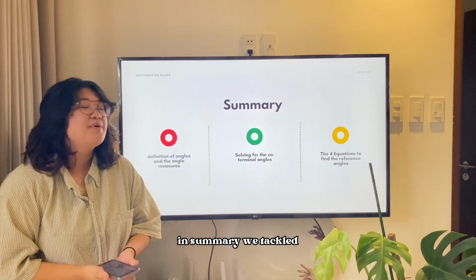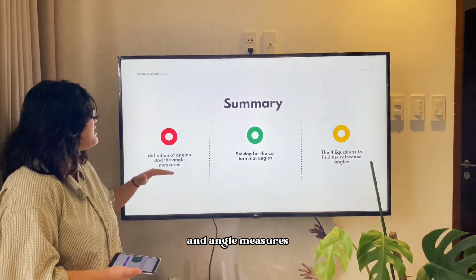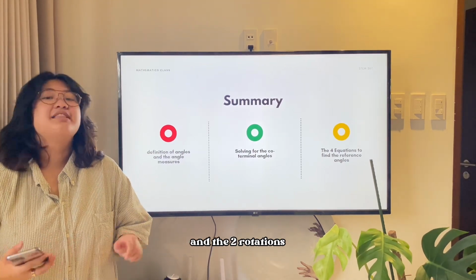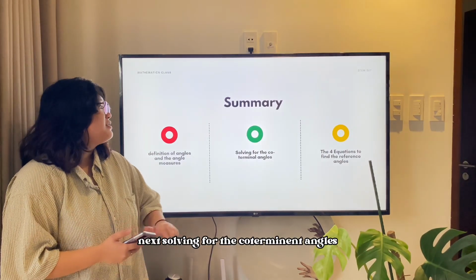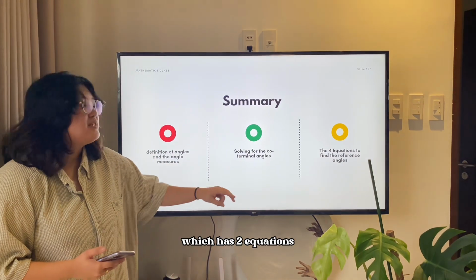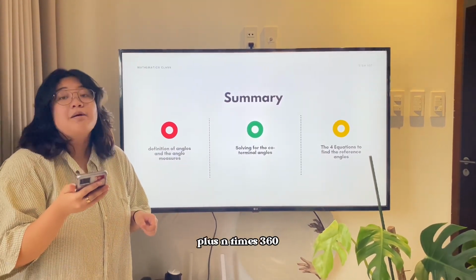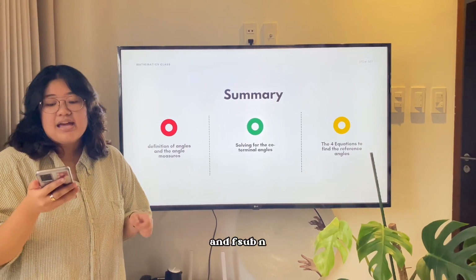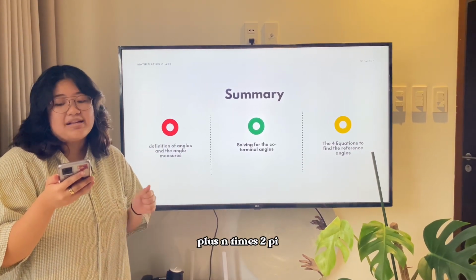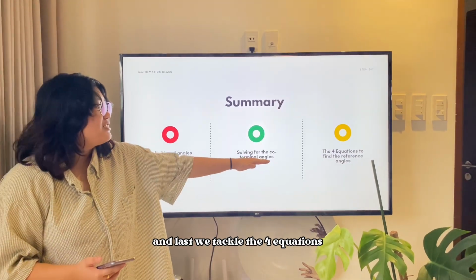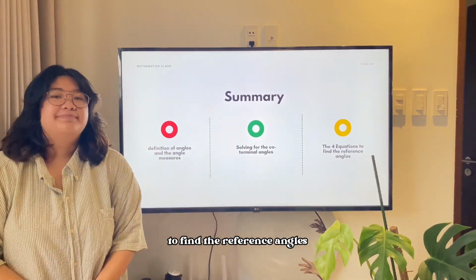In summary, we tackled the definition of angles and angle measures, which included the terminal side, the initial side, and the two rotations. Next, solving for the coterminal angles, which has two equations, which are f sub n equals theta plus n times 360, and f sub n equals theta plus n times 2 pi. And last, we tackled the four equations to find the reference angles.